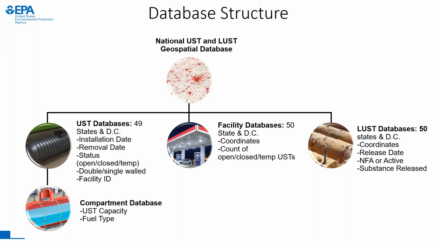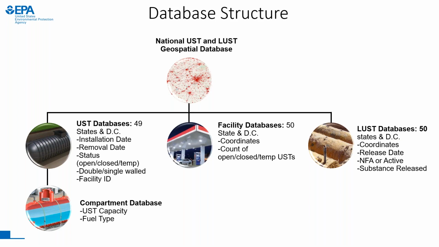Then related to that facility database are the individual USTs. We have that for 49 states and DC. Included in that data set would be the installation date, the removal date, the status, is it open or closed, and the wall type, is it single or double walled. And if the state had compartment databases, we would get the capacities of the compartments and the fuel types. I will demonstrate how this all looks and feels within the application.